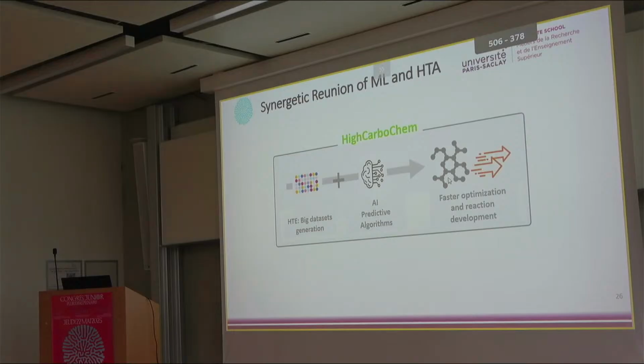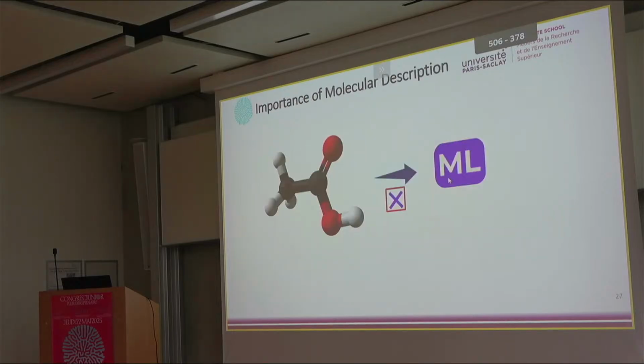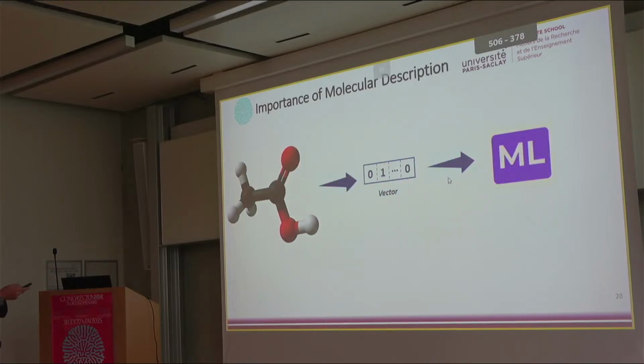Now, how does it work in chemistry? That's different, because the model doesn't understand molecules, right? I mean, it's just a drawing. So what we have to do is transform this molecule into a vector, which is a suite of figures, and then we will be able to give it to the model. How do we transform this molecule into a vector?